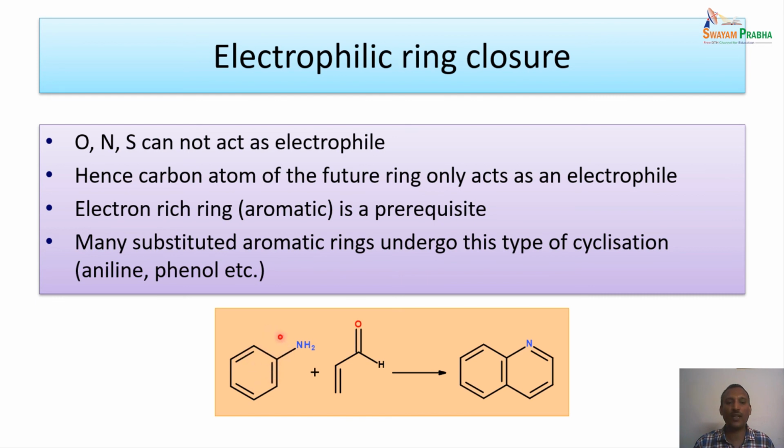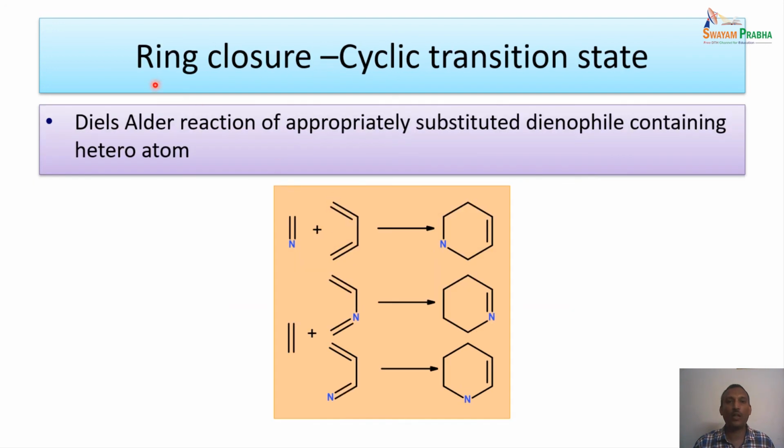In this particular case, this is the electron-rich aromatic system, and this can undergo different cyclization reactions. Like this is a formation of quinoline. We will be studying these kinds of reactions later in this course. So basically, for the electrophilic ring closure to occur, we do need an electron-rich aromatic system as one of the components. And the ring closure using cyclic transition state, basically these are Diels-Alder type reactions.